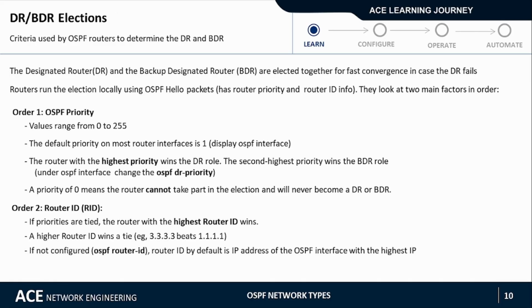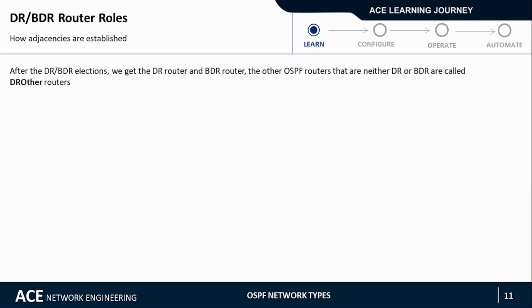So how are adjacencies formed? Once we have our DR and BDR election, we now know who is our chairman and who is our deputy. How do we now establish adjacencies? After the DR and the BDR election, we know our DR router and our BDR router. The other OSPF routers that are neither DR nor BDR are called DR other routers.